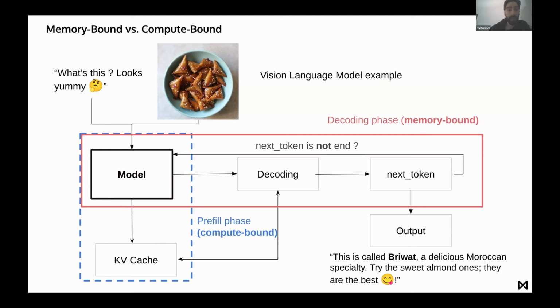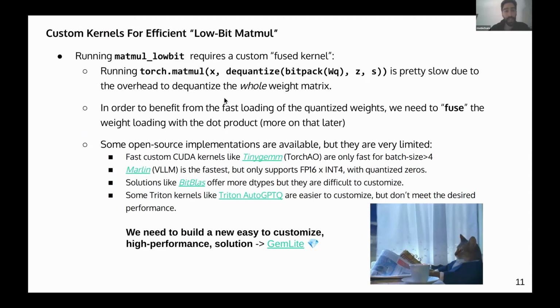So for the compute bound case, you need what is called a GEMM, a matrix multiplication. And if you're memory bound, you need a matrix-vector multiplication or a batched matrix-vector multiplication. And we need to write kernels for each one of these. So that's the challenge.